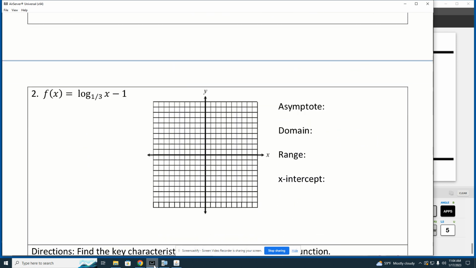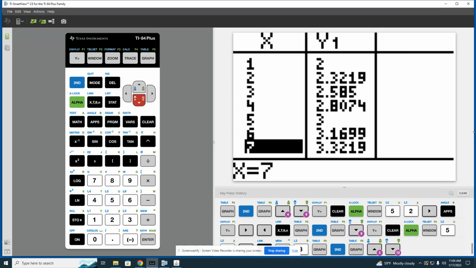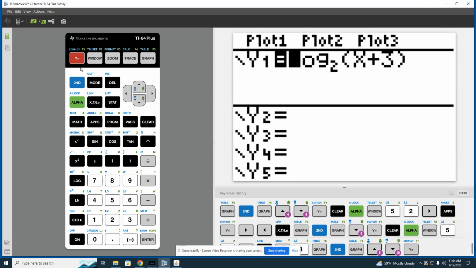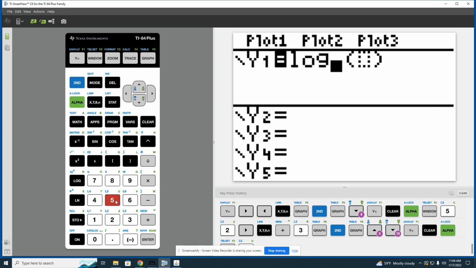All right, go to the back side, sorry. We're going to go back to y equals. I'm going to clear this off. Alpha, window, number 5. I'm going to put 1 divided by 3 in the base. Now listen, here's the trick. I can't stop my calculator from putting parentheses, can I? When I push alpha window number 5, it just automatically puts it. Now here's where I have to fix this.